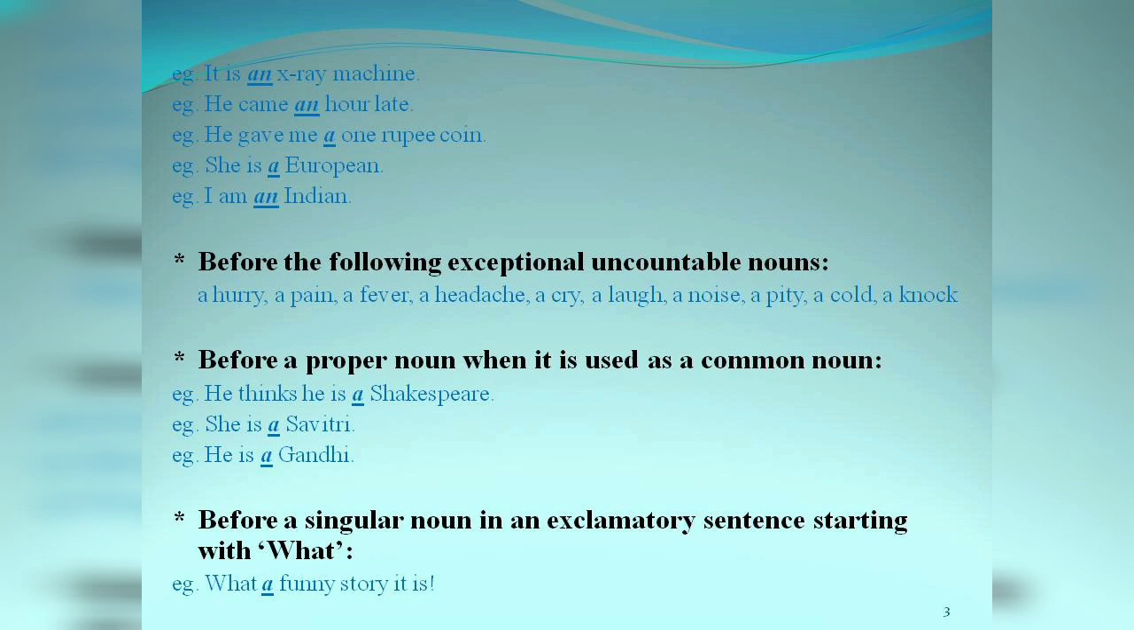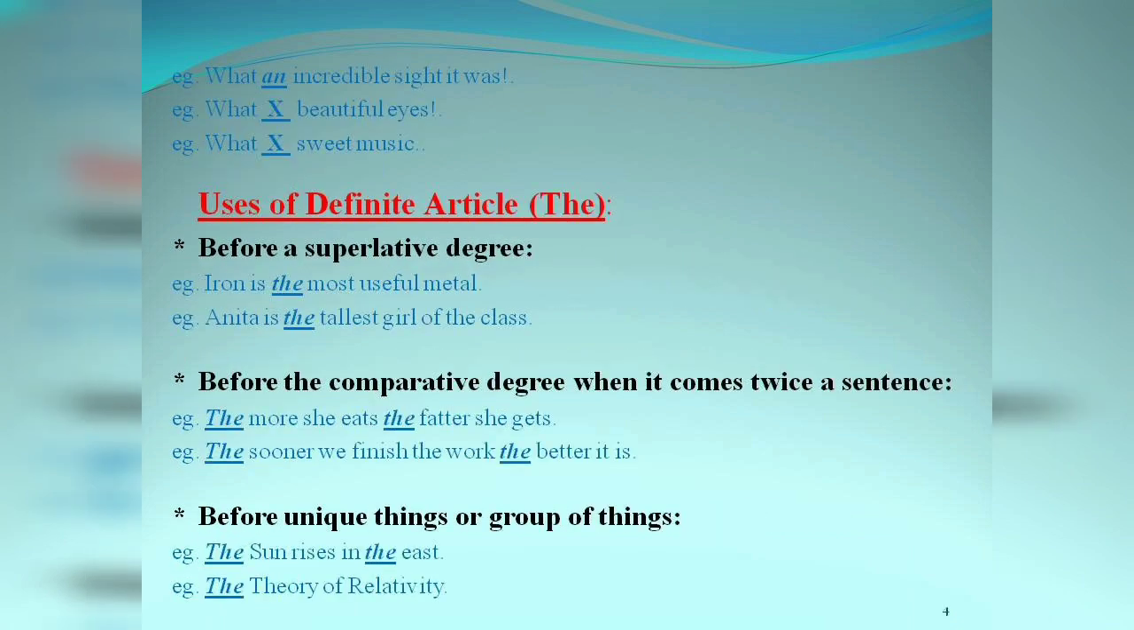Funny story is a singular noun. Therefore, we have written here a. What a funny story it is. Next sentence, what an incredible sight it was. Incredible sight, this is a singular subject. And incredible, this word starts with an E sound, which is a vowel sound, therefore an.